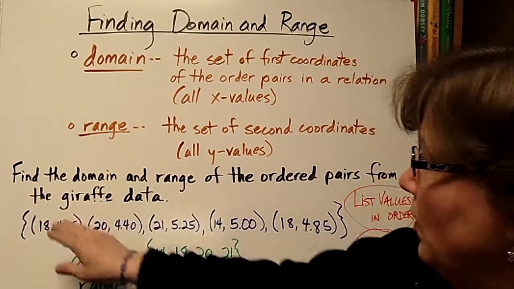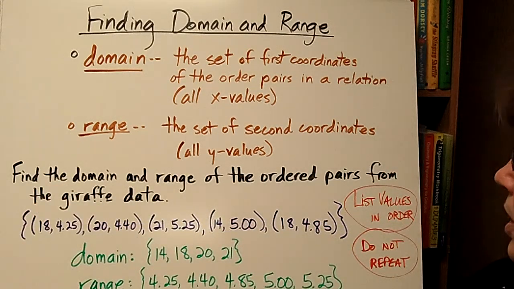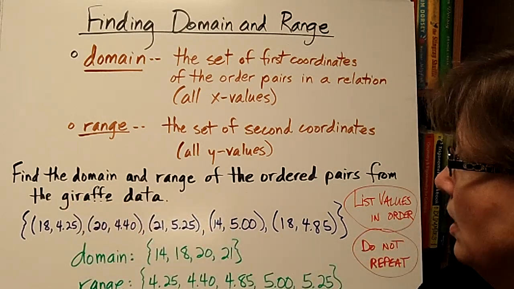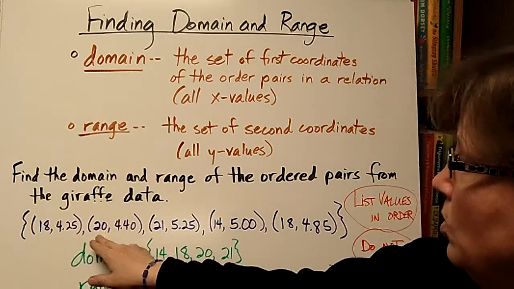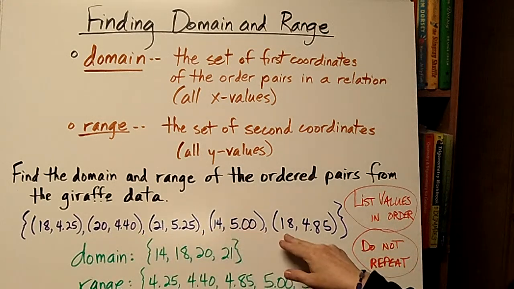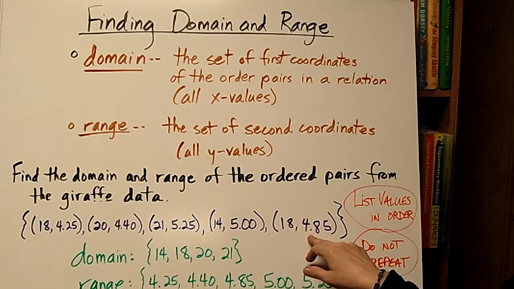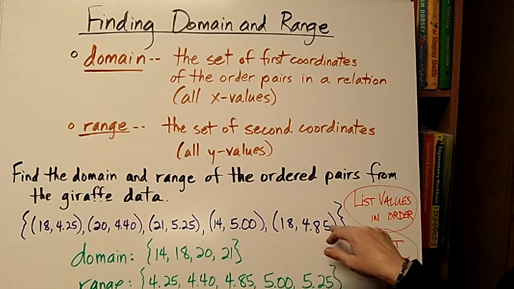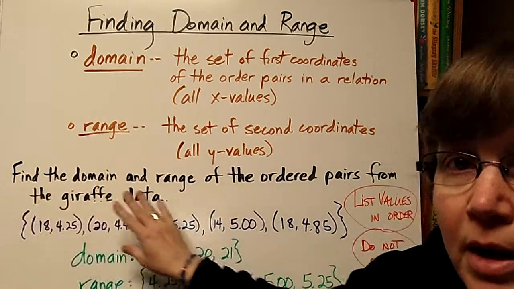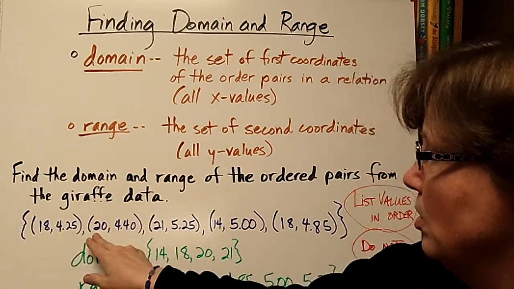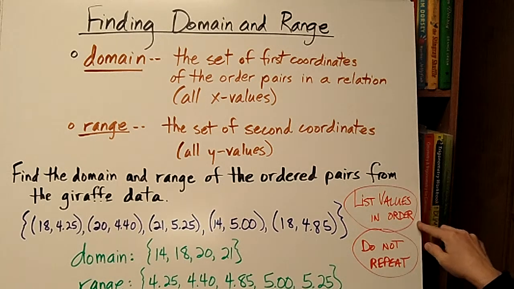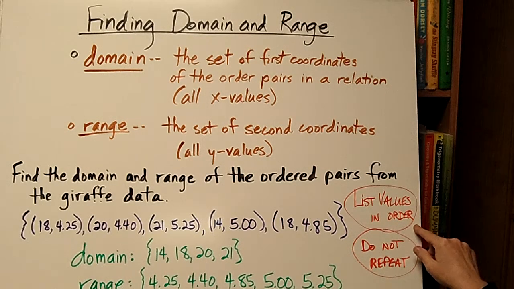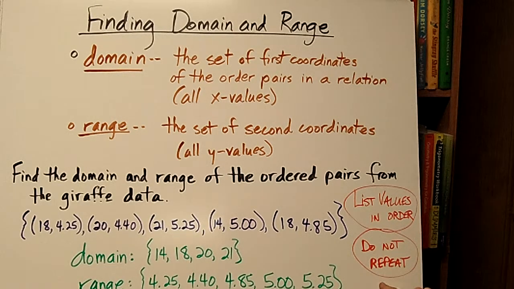In this exercise we will find the domain and range of the ordered pairs from the giraffe data in the previous slide. We had 18, 425, 20, 440, all the way up to the bottom of the chart, which was 18 and 485. When you want to list just the domain, you'll take these first coordinates of each ordered pair. But you need to keep in mind you're going to list the values in order numerically, from the smallest to the largest, and you will not repeat any of these.